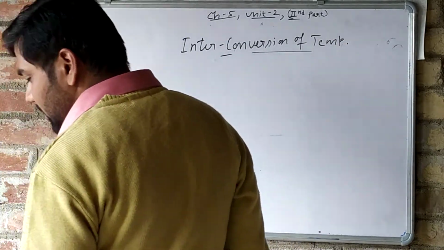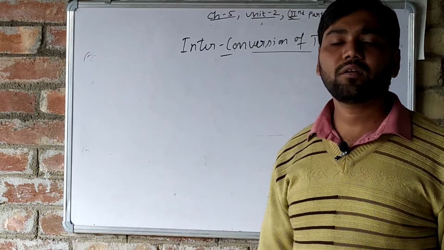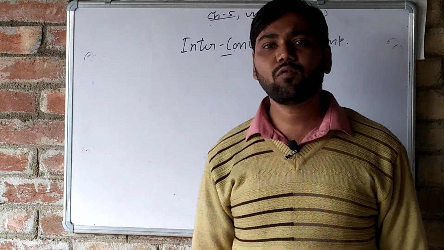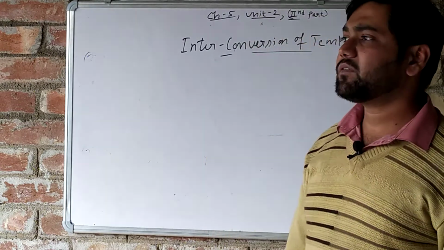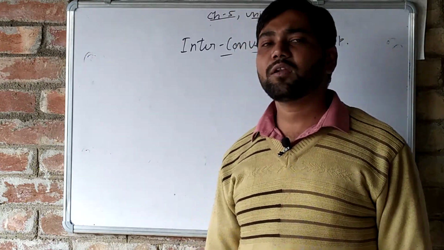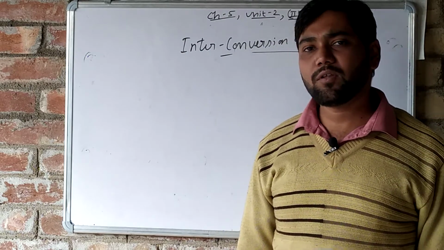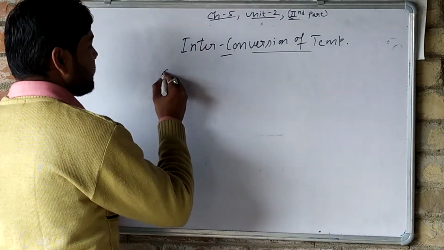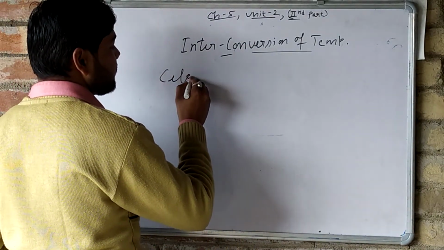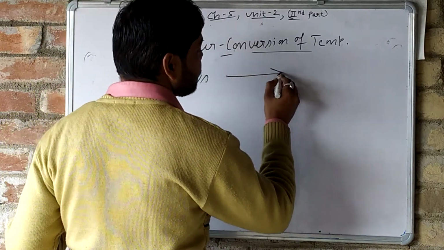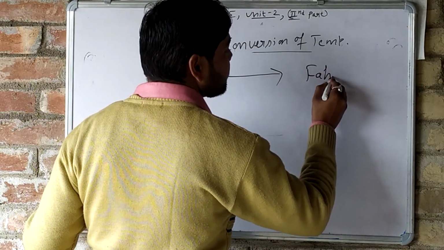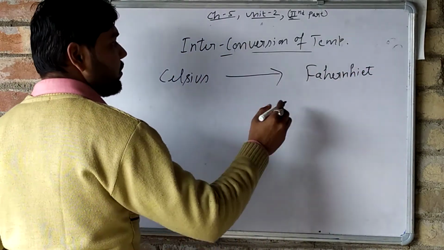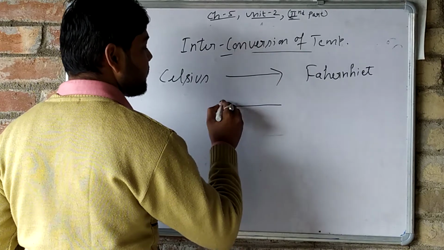Interconversion means conversion of a temperature. If a temperature is given in degree Celsius, we have to convert it into Fahrenheit, or if a temperature is given in Fahrenheit, we have to convert it into Celsius. So from Celsius to Fahrenheit, and from Fahrenheit to Celsius.